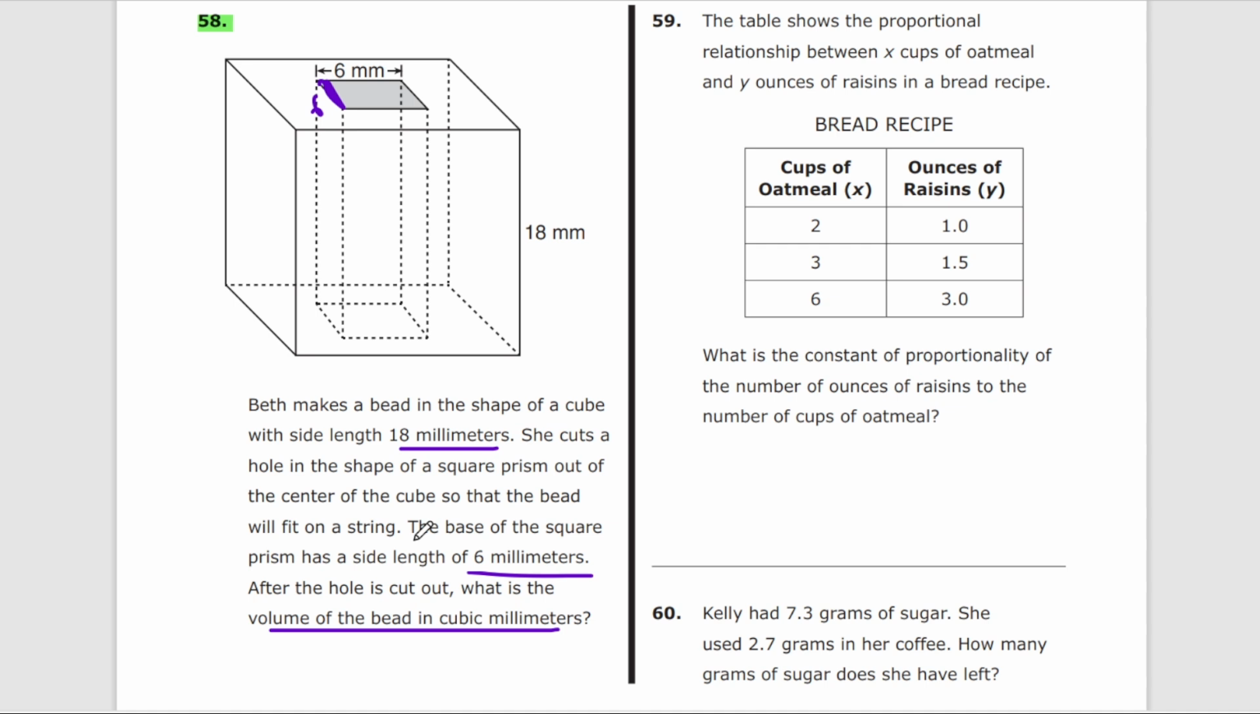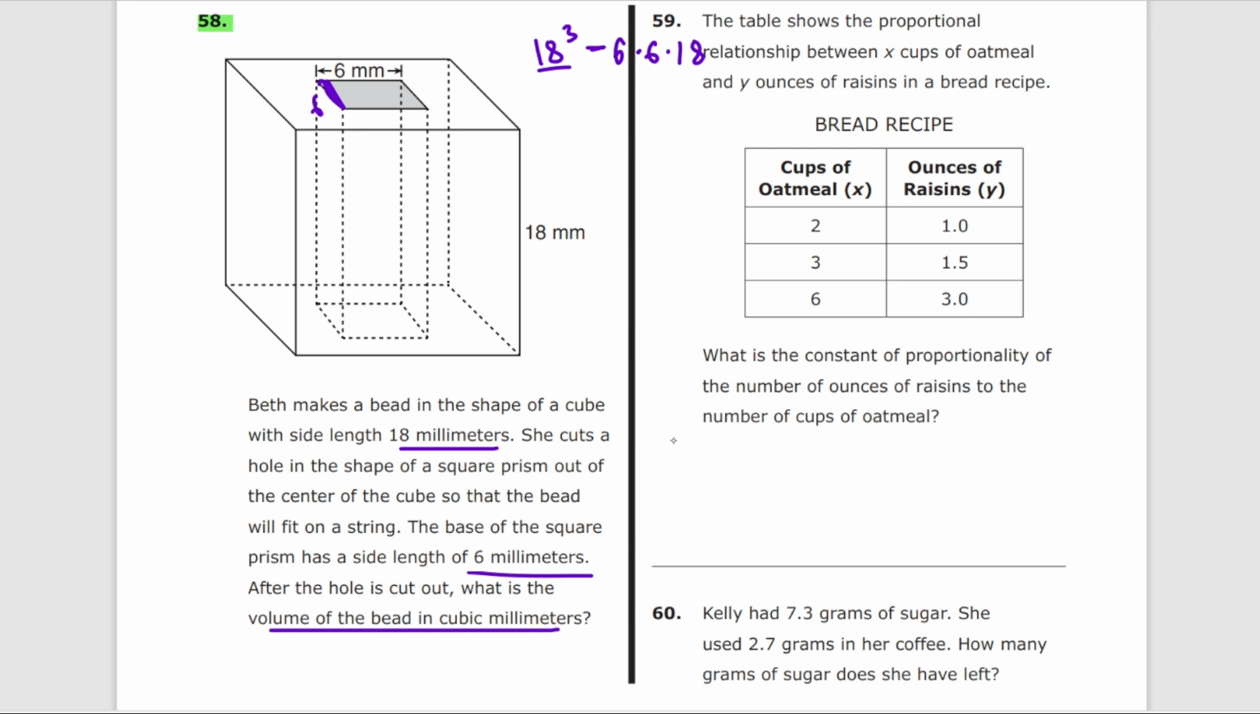So we have to find the volume of the cube, which is 18 cubed, minus the volume of the prism, which is 6 times 6 times 18. And it's an easy problem, except for the arithmetic. So let's try to do the arithmetic. Of course, you can go ahead and just do 18 times 18 times 18. I highly do not recommend that.